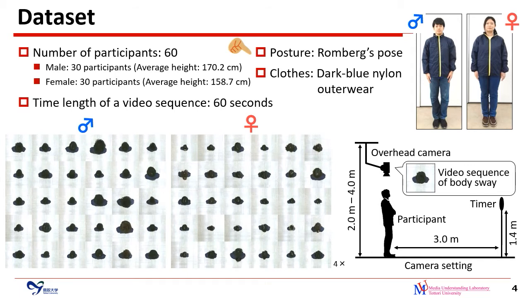We asked the participants to maintain a relaxed pose during the acquisition of their video sequence. We assumed a scenario where people wear the same dark blue nylon outerwear in a factory. We randomly set the height of the overhead camera to be 2 meters or 4 meters from the floor. To reduce the changes in face orientation, we asked all the participants to keep looking at the timer placed 3 meters away.